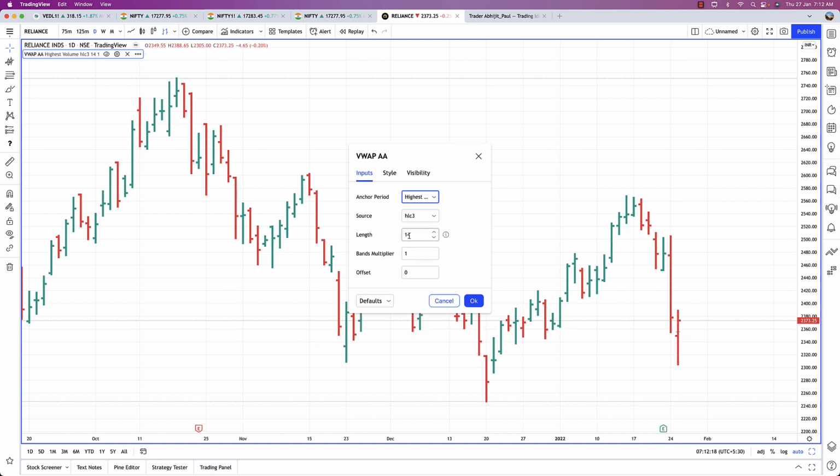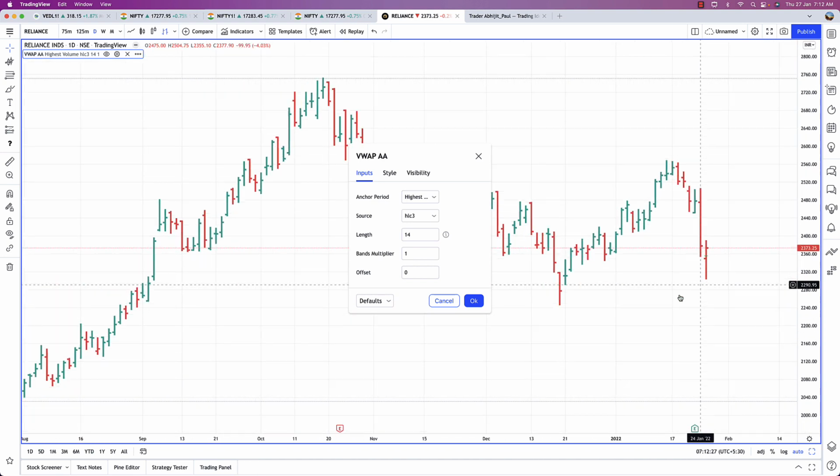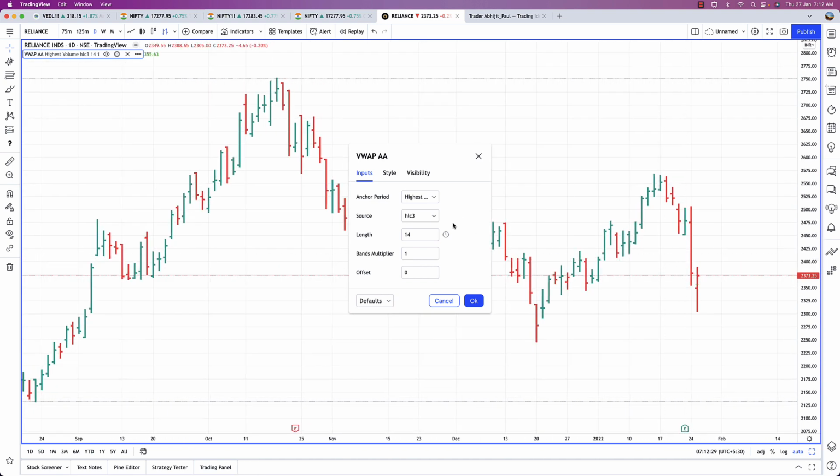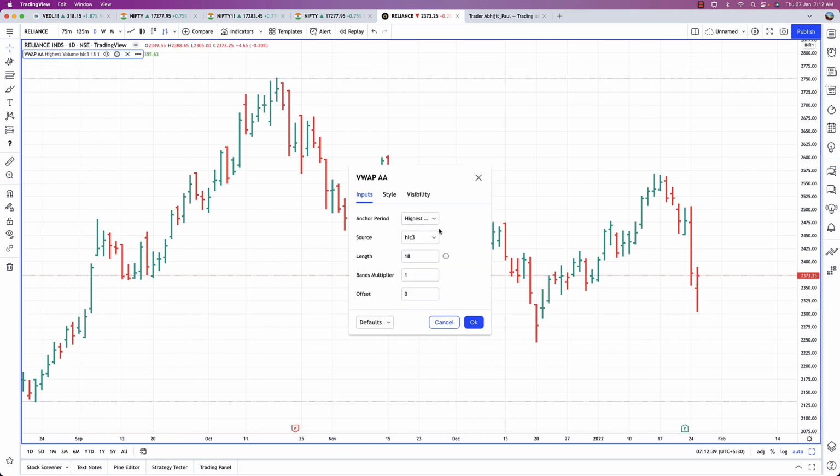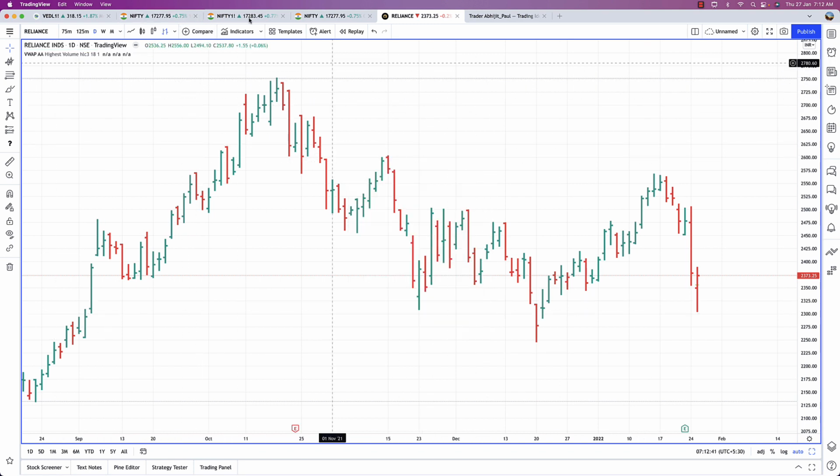And highest volume of the last 14 days, if we change this to highest volumes, well, it doesn't seem to be taking anywhere. Highest volume over the last, let's say, 18 days. No, strange. Ideally what it should do, okay, let's do this.